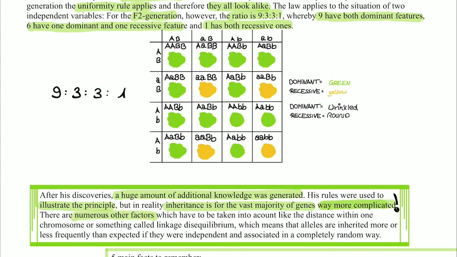For example, there's something called linkage disequilibrium, which means that alleles are inherited more often or less frequently than expected if they were independent and associated in a completely random way. So often genes or alleles are not associated in random ways.